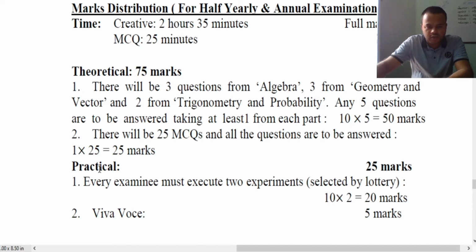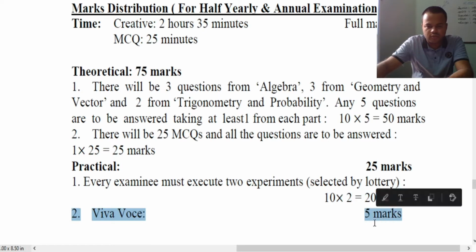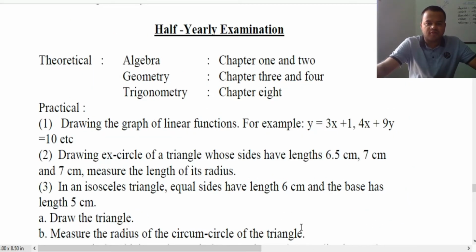And another part is practical. Here every examinee must execute two experiments selected by lottery, and each experiment carries 10 marks. So two experiments make 20 marks, and the viva is 5 marks. Okay, let's see the syllabus of the half yearly exam.